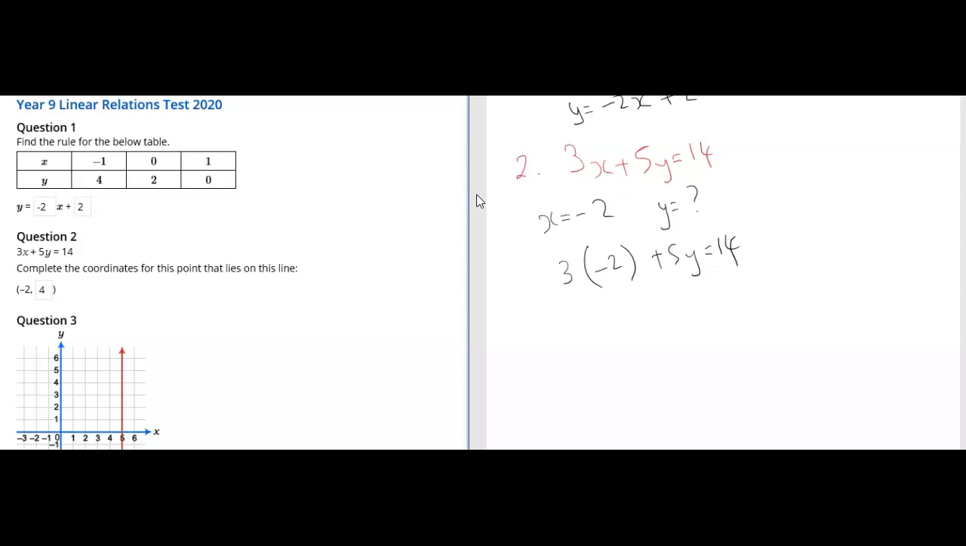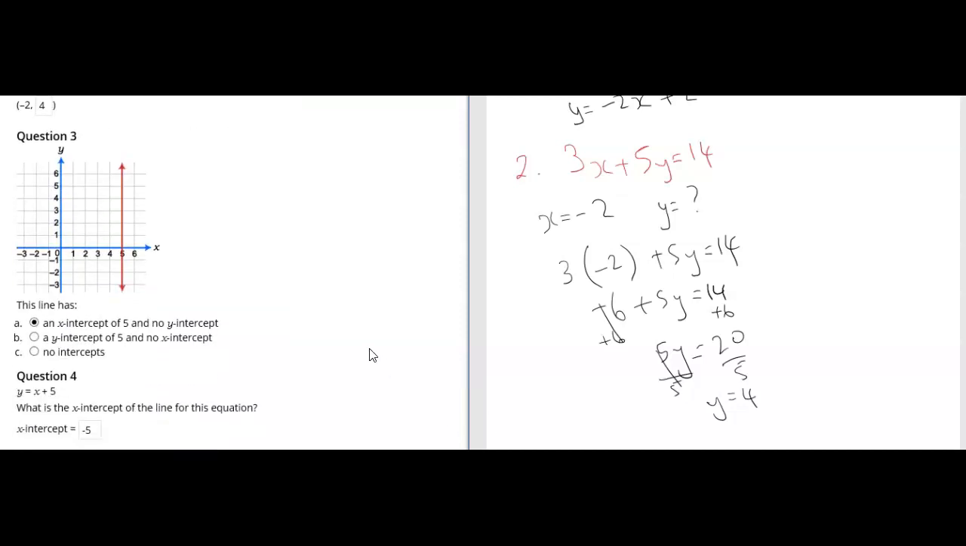So 3 times -2 is -6, plus 5y equals 14. Getting rid of that 6 by adding 6 to both sides, we're left with 5y equals 14 plus 6, which is 20. Divide both sides by 5, so y is equal to 4. You can see here, your y coordinate is 4 when x is equal to -2. All right, let's scroll on to question 3.